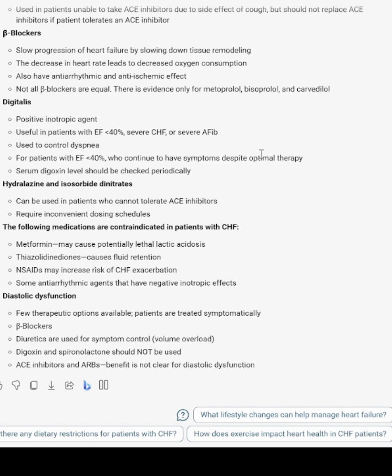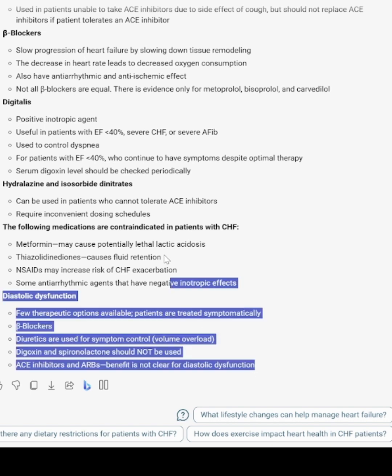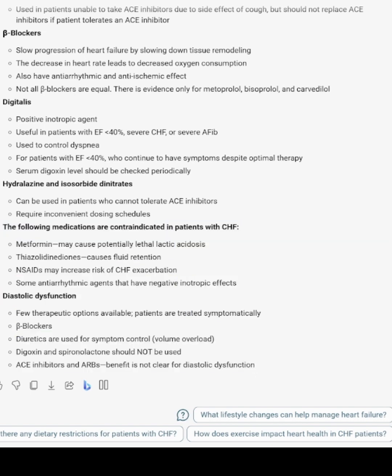Diastolic dysfunction. Few therapeutic options available. Patients are treated symptomatically. Beta blockers. Diuretics are used for symptom control, volume overload. Digoxin and spironolactone should not be used. ACE inhibitors and ARBs. Benefit is not clear for diastolic dysfunction.